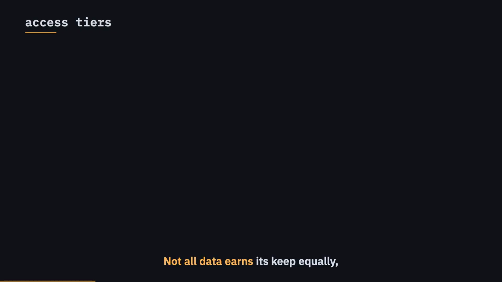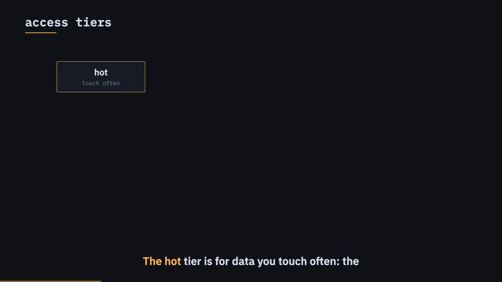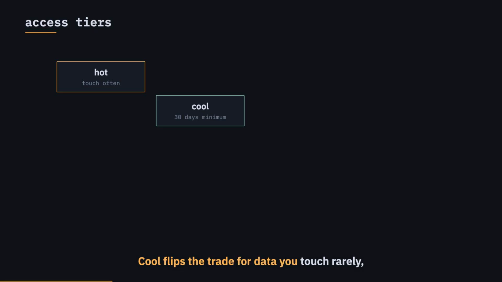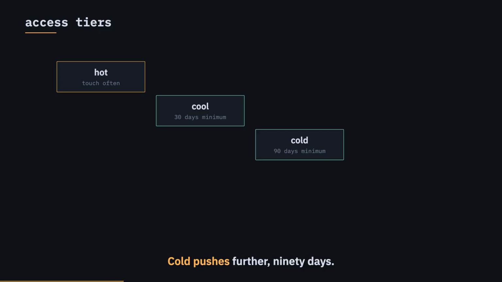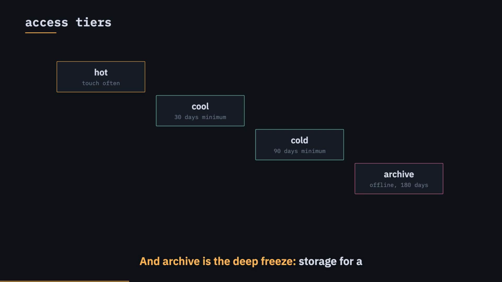Not all data earns its keep equally, and blob access tiers price that honestly. The hot tier is for data you touch often, the highest price to store each gigabyte, the lowest price to read it. Cool flips the trade for data you touch rarely, cheaper to hold, more expensive to access, and it expects blobs to stay put for 30 days. Cold pushes further, 90 days. And archive is the deep freeze.